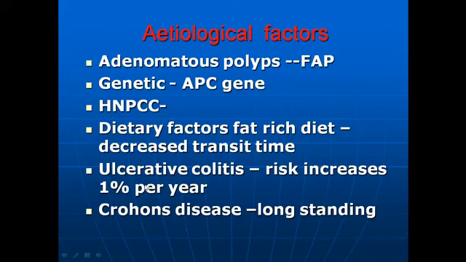So what are the etiological factors for developing carcinoma of the colon? Adenomatous polyp, that is familial polyposis coli, the APC gene. There is a genetic factor. There are 2 things: the APC gene and HNPCC, hereditary nonpolyposis colorectal cancer.